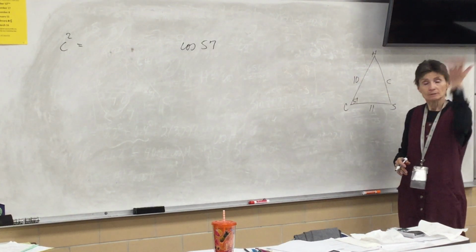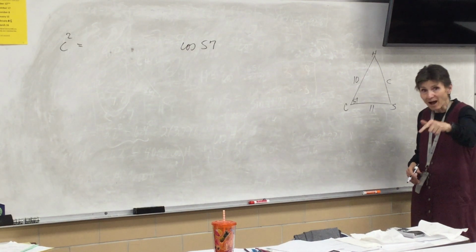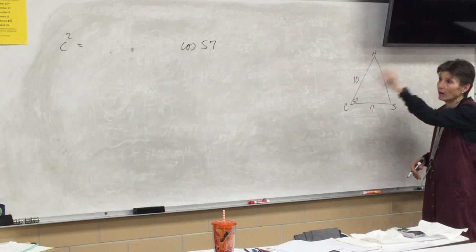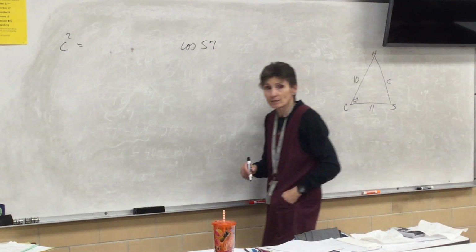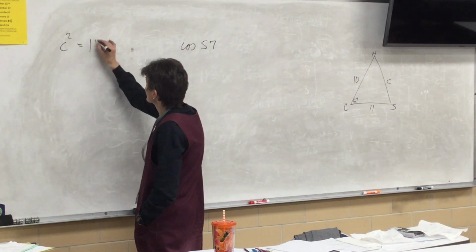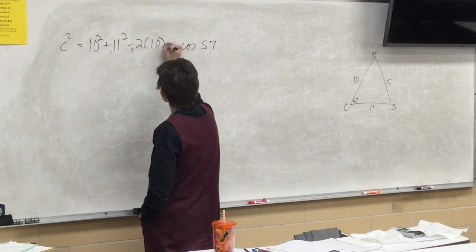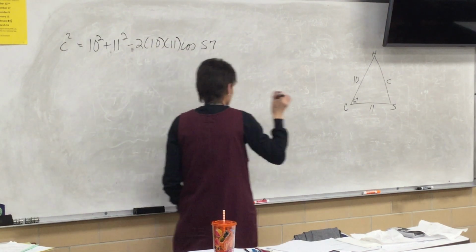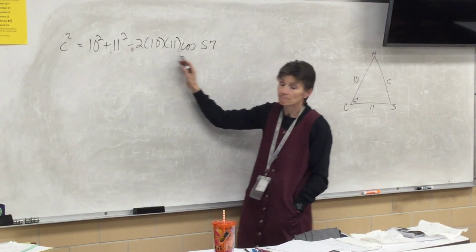Cosine angle on this end, and that angle's side squared on the other end. And then in the middle is going to go your combination of 10 and 11. So 10 squared plus 11 squared minus 2 times 10 times 11 times cosine 57. This is all hooked together here at the end.